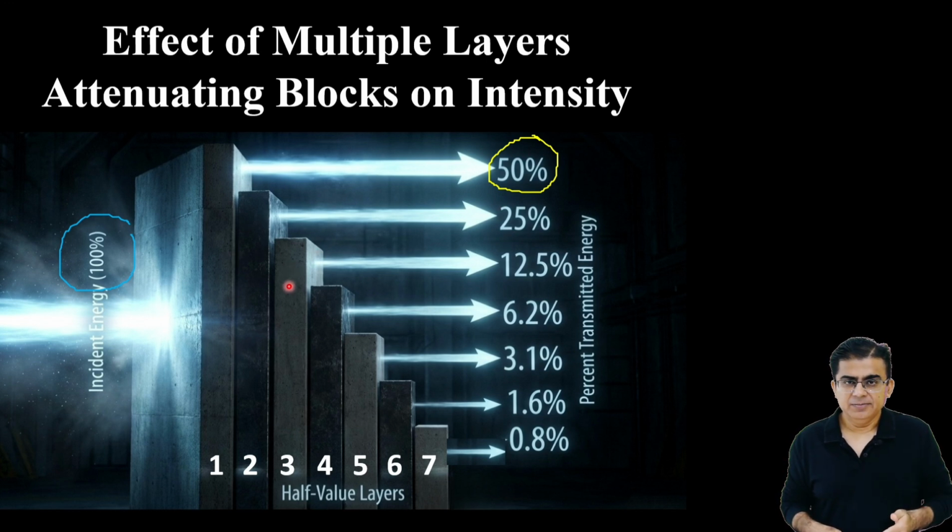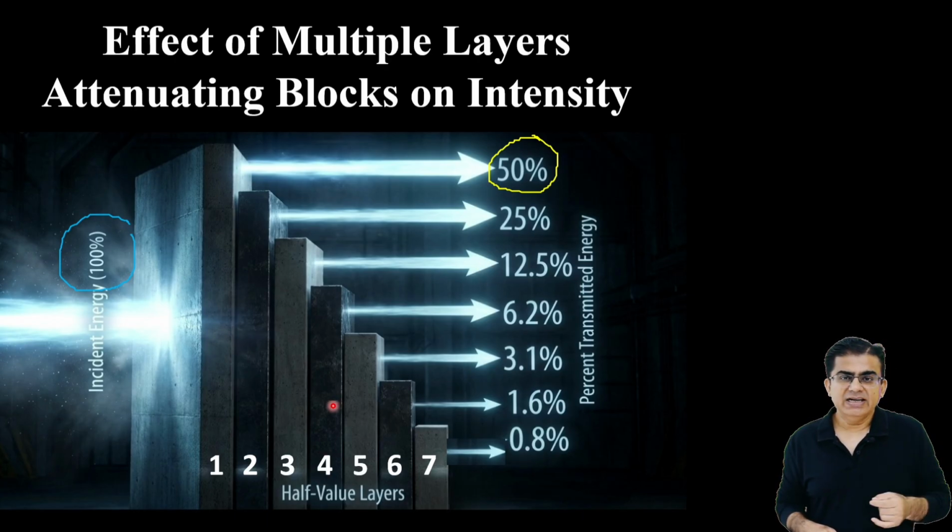After the third layer, it drops to 12.5%. After the fourth layer, it drops to 6.2%. After the fifth layer, it drops to 3.1%. After the sixth layer, it drops to 1.6%. And after the seventh layer, it drops to 0.8%. I want you to notice something extremely important here. The beam mathematically never reaches true absolute zero.